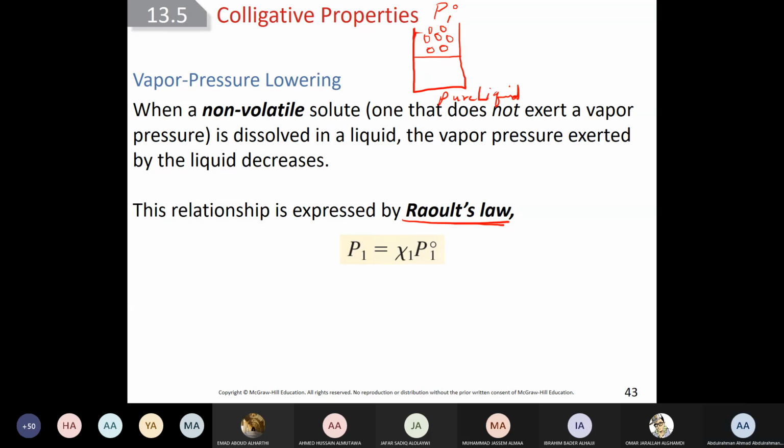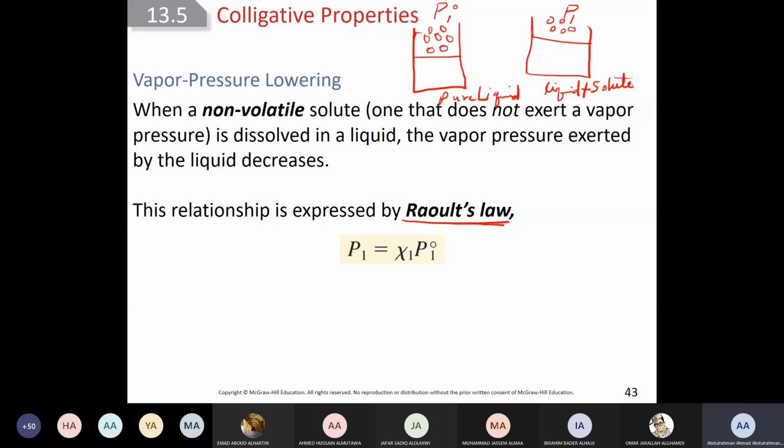All right? Now, when we have a solution, the same liquid but plus solute, this means we have liquid with solute. Then the vapor pressure will be lowered. So if there were 1, 2, 3, 4, 5, 6, 7 here, now there is only 5, vapor pressure above it. And we're going to call this simply P1.